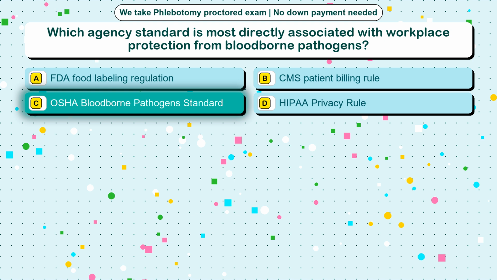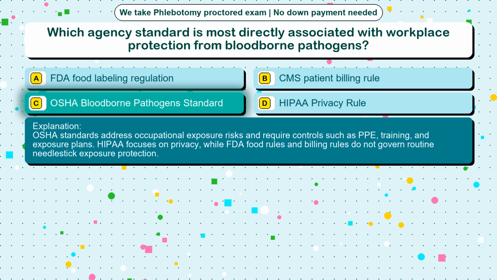The correct answer is option C. OSHA Bloodborne Pathogens Standard. OSHA standards address occupational exposure risks and require controls such as PPE, training, and exposure plans. HIPAA focuses on privacy, while FDA food rules and billing rules do not govern routine needle stick exposure protection.